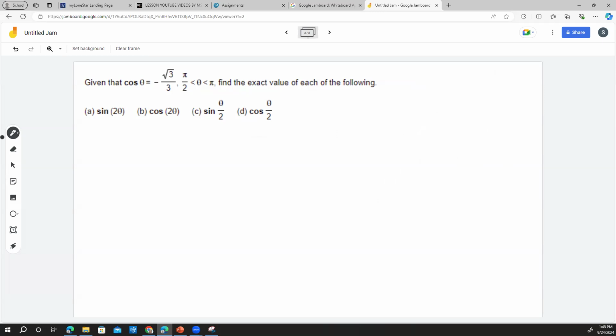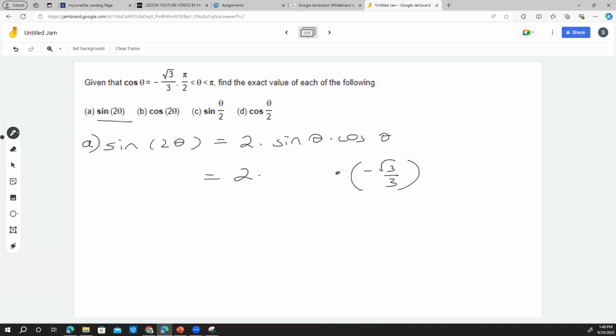The cosine value is given, so let's work on its sine value first. This is a double angle case. Sine of 2 theta will be calculated by 2 times sine of theta times cosine of theta. According to the question, the sine is missing, so we have to do a little extra work to find it. But the cosine value of that angle is given as negative root 3 over 3.